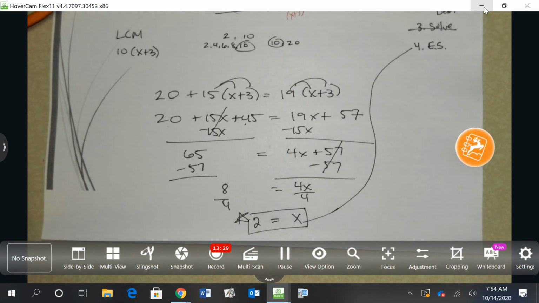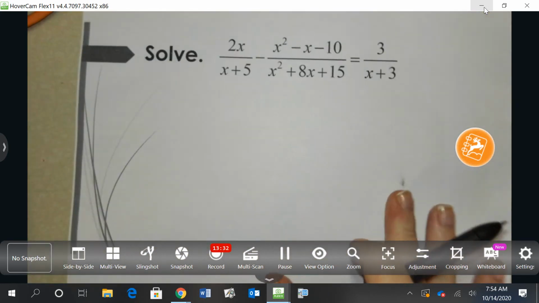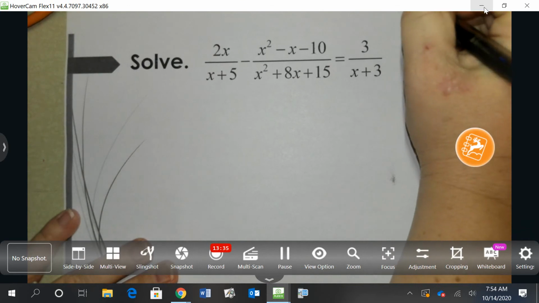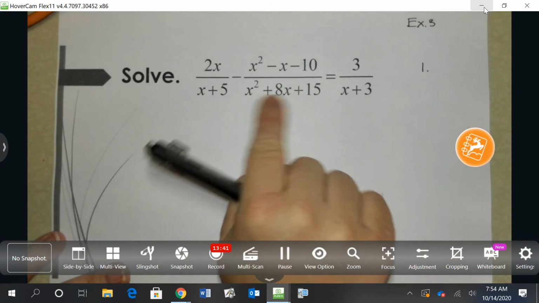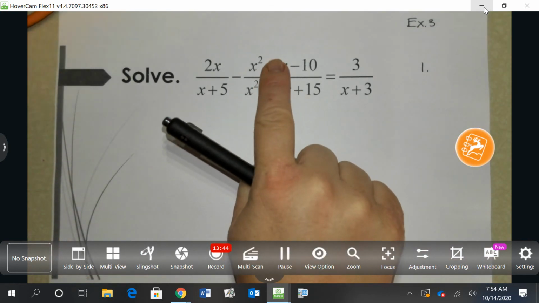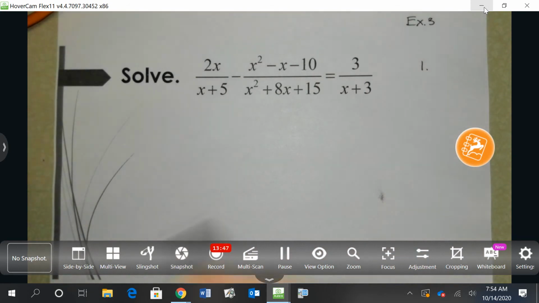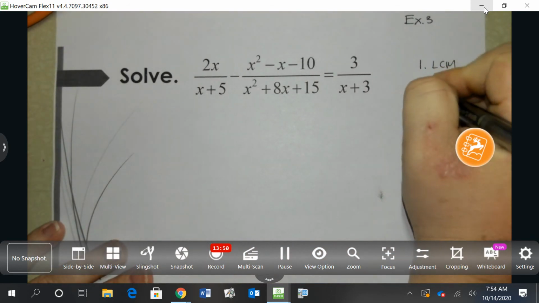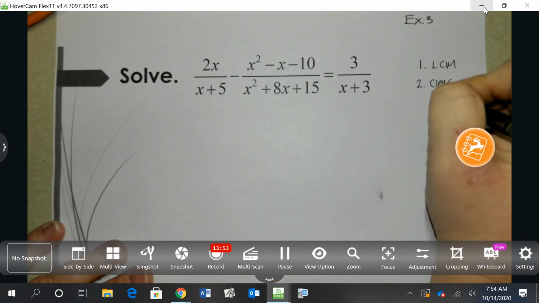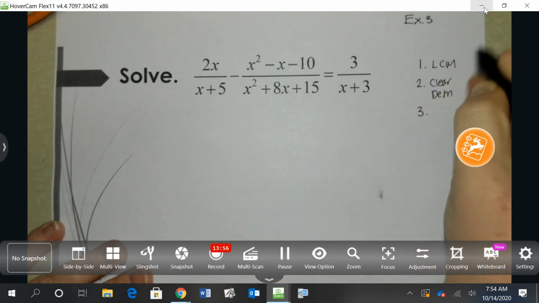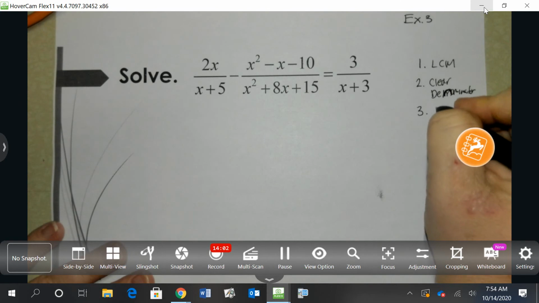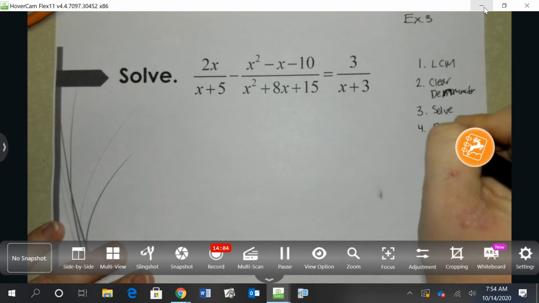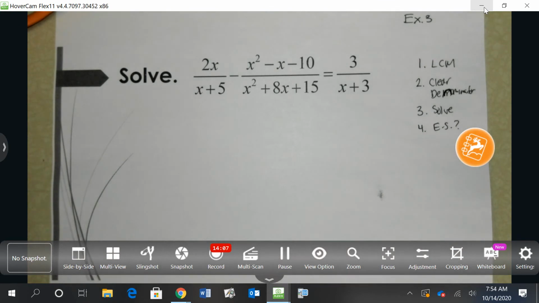Okay, I'm going on right now to example number 3. What looks different about example number 3? Well, it looks like I need to do some factoring on the top and maybe on the bottom. And now I have variables on top, which I did not have in example 1 or example 2. Find the LCM, clear the denominator, solve, and then check for extraneous solutions.